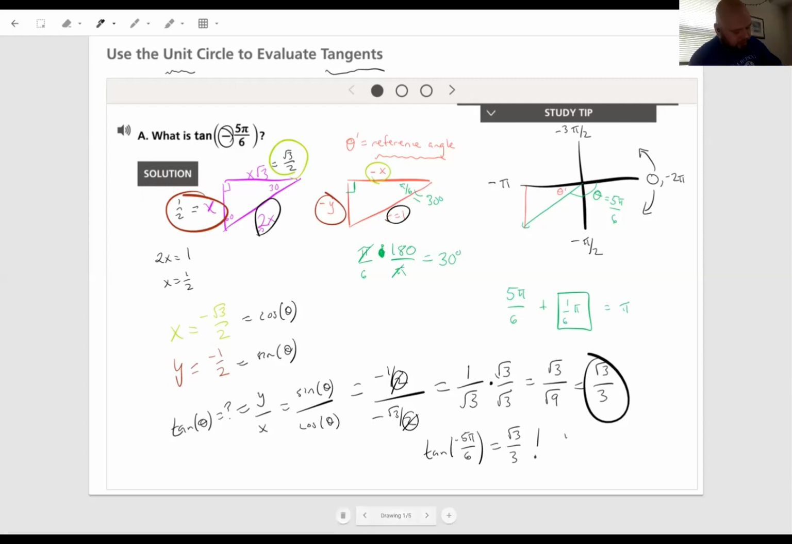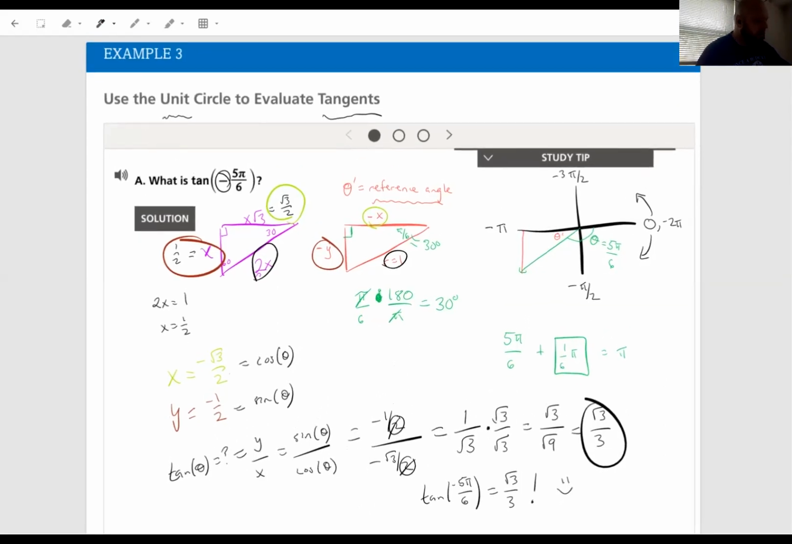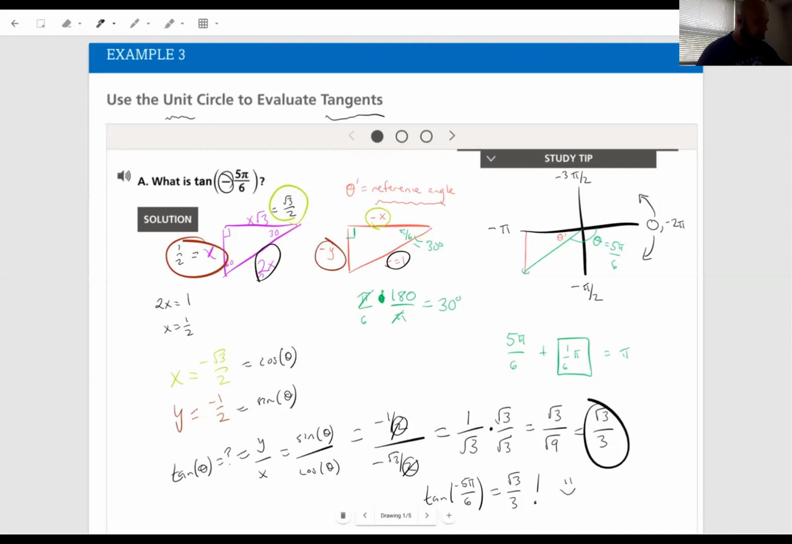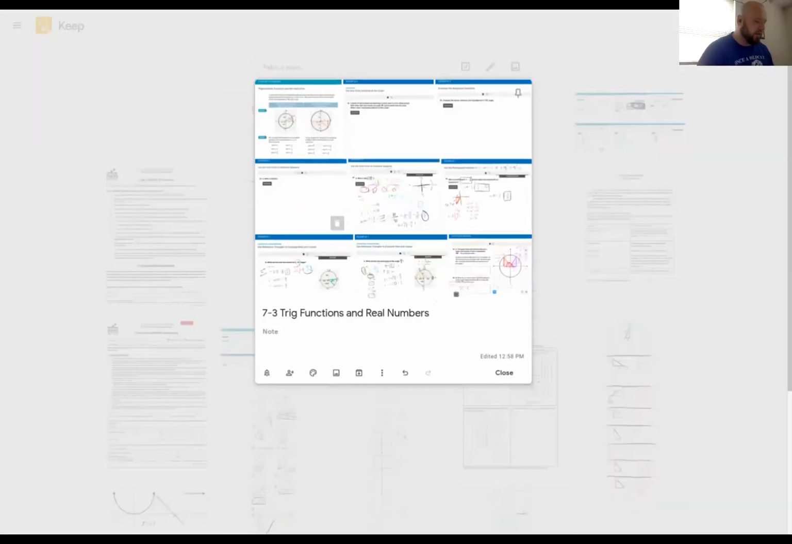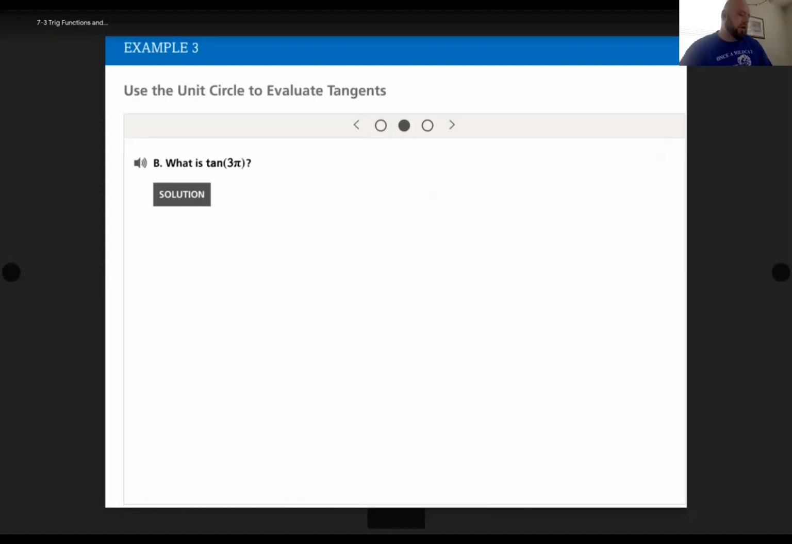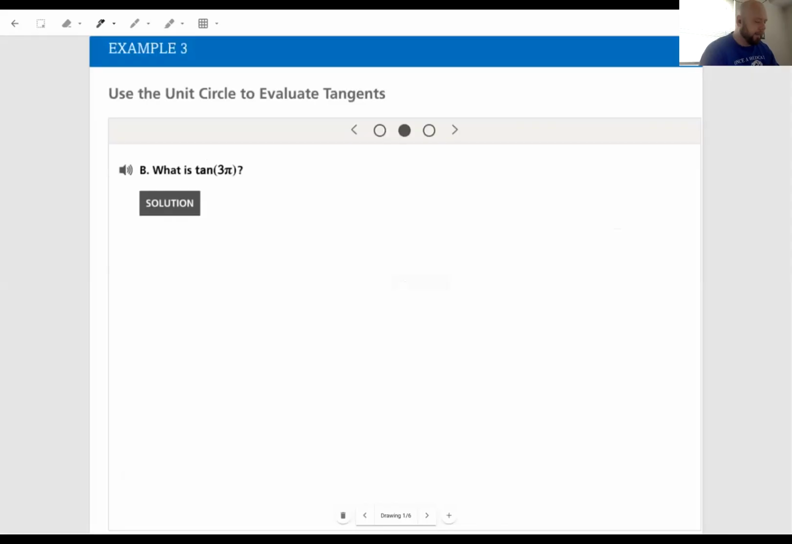And you can put a little happy face because you solved it. And that is example 3. That's only part A. Now we have to jump over to part B for example 3. We're going to pretty much do the same type of thing here, but this time we have a different angle. We have the tangent of 3 pi. We got a 3 pi in here.